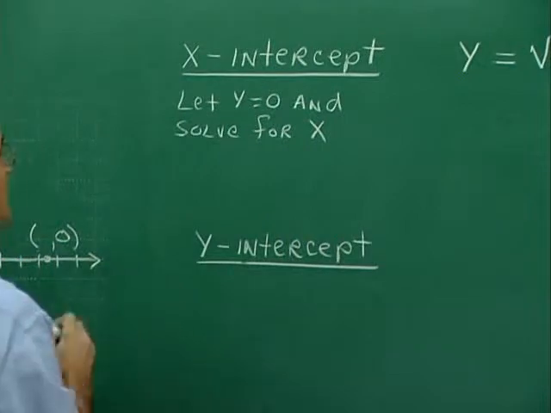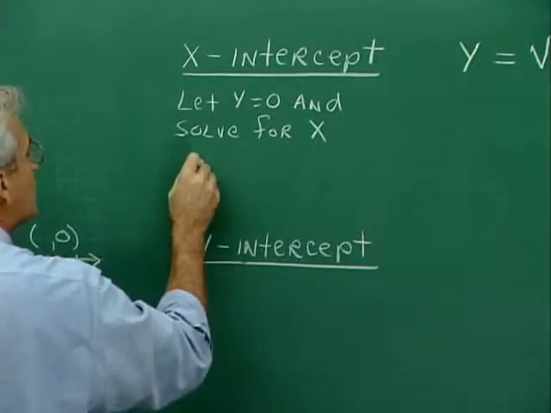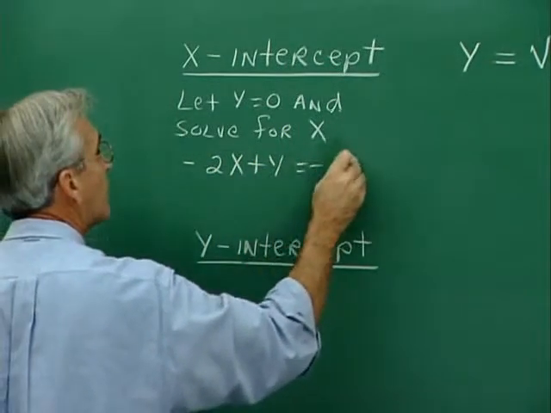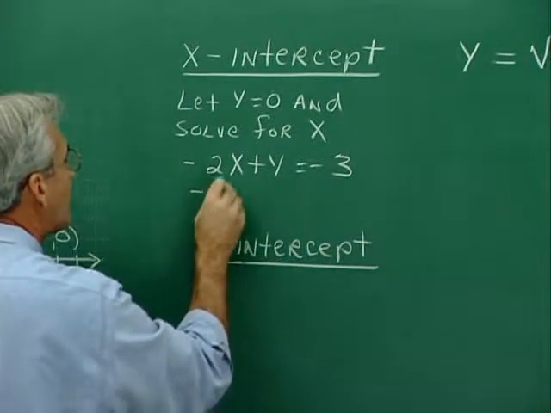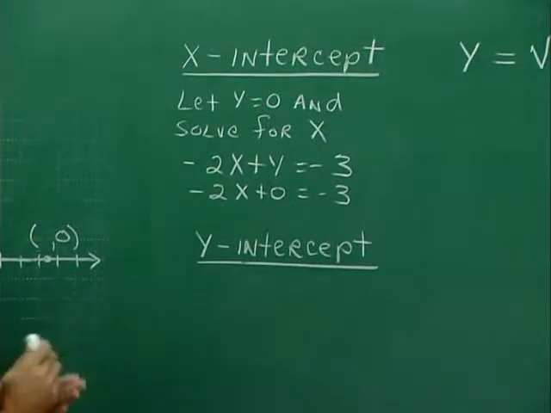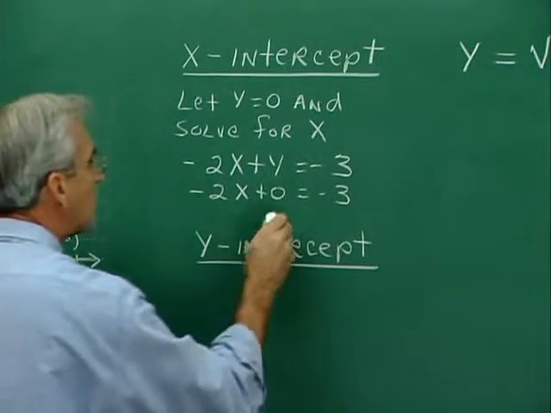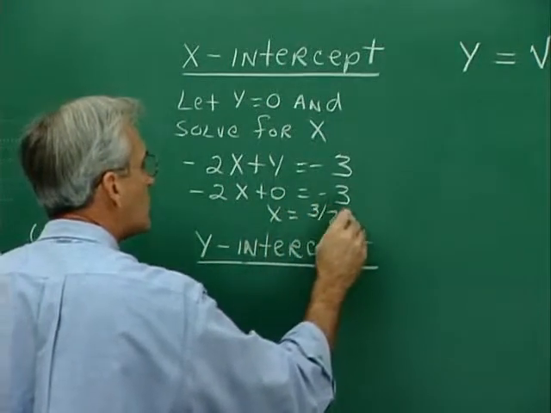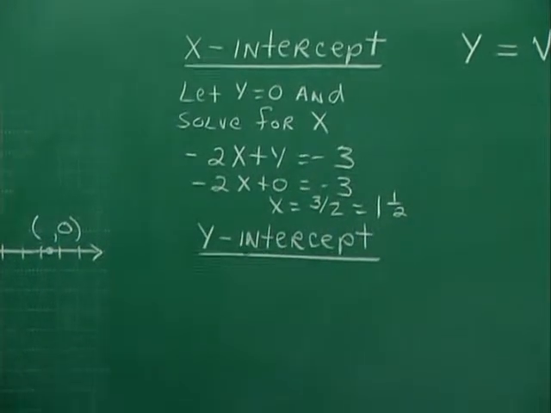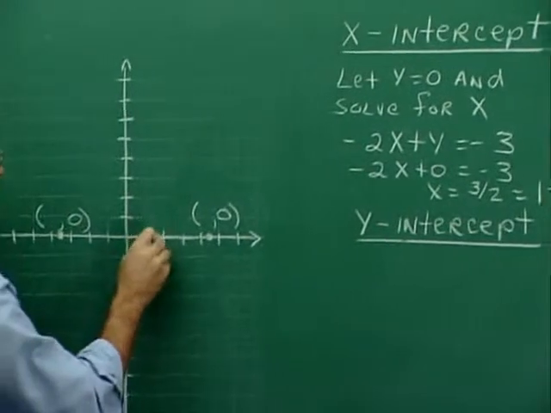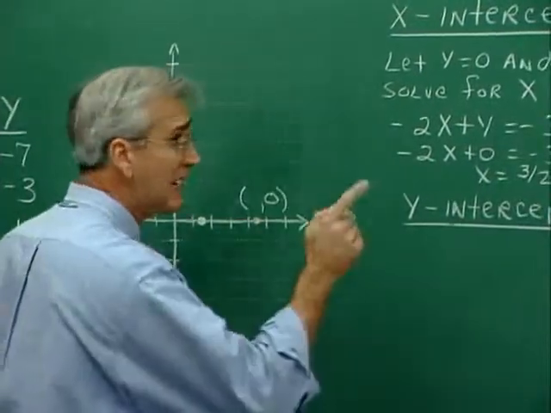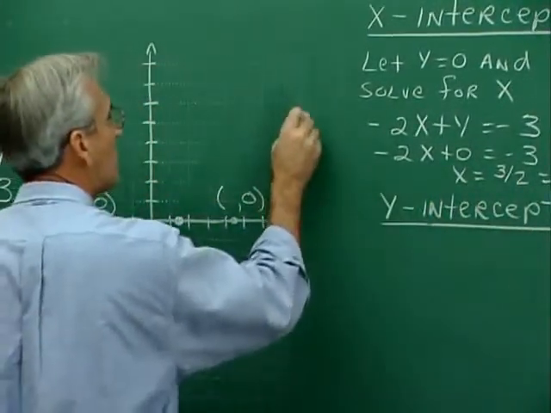If we're talking about the equation we just looked at, I'll use the original form of the equation. It's negative 2x plus y equals negative 3. And if we let y be 0, we have negative 2x plus 0 equals negative 3. And now it's fairly easy to solve for x. We divide on both sides by negative 2 to find x to be 3/2, which is 1.5. And then we could actually plot that point. Now that's the point 1.5, 0, so that point was right here. Okay, so the x-intercept is the point 3/2, 0.